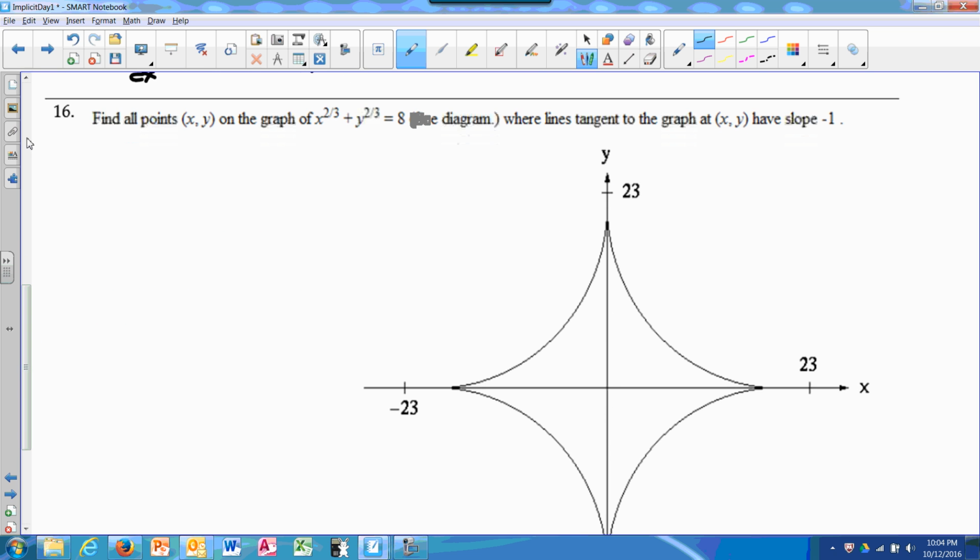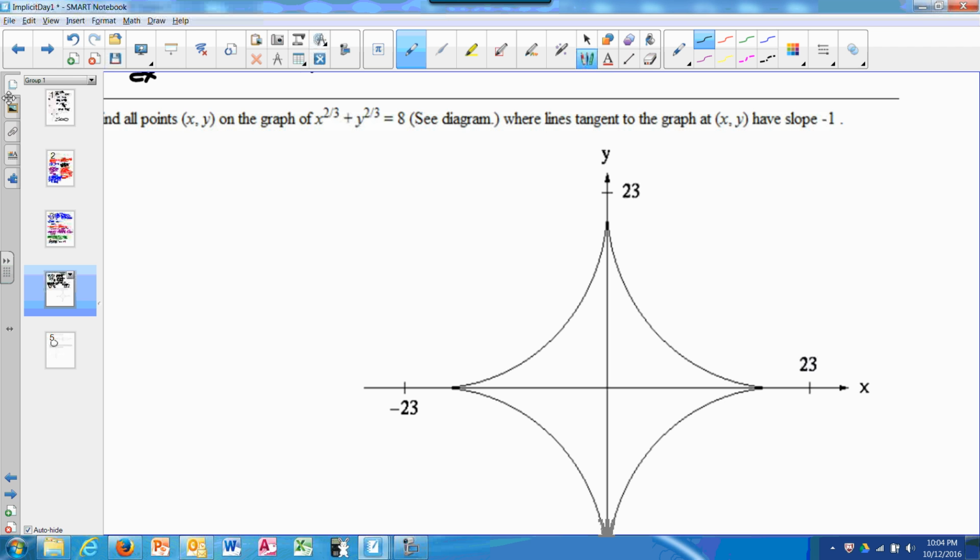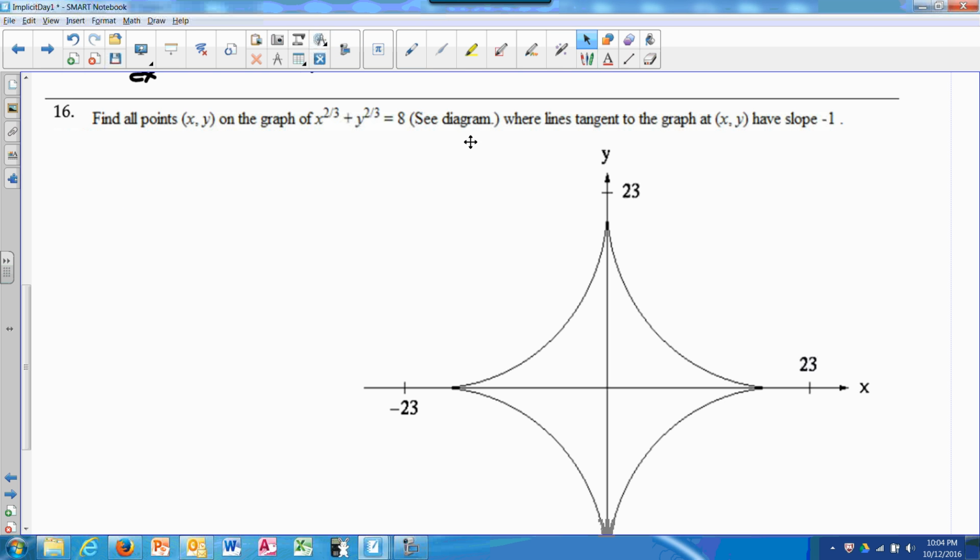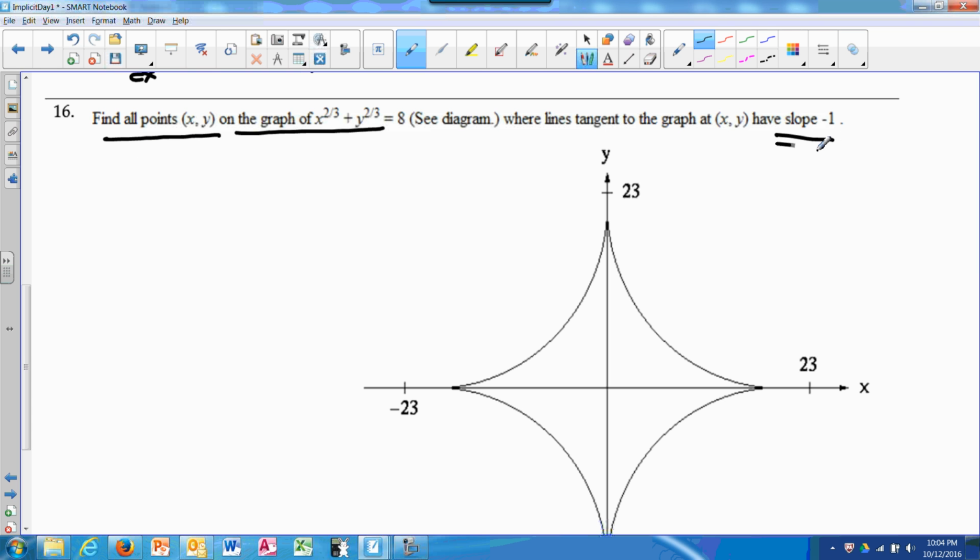Okay, so for this one, we want to make sure that we understand what it's asking. It's asking us to find all points on the curve. So we need to find coordinate points on the curve where the line's tangent have a slope of negative 1. So let's think about what that means.